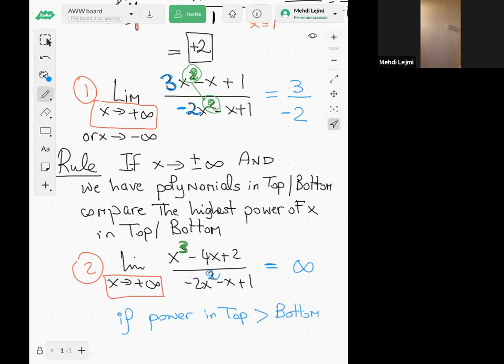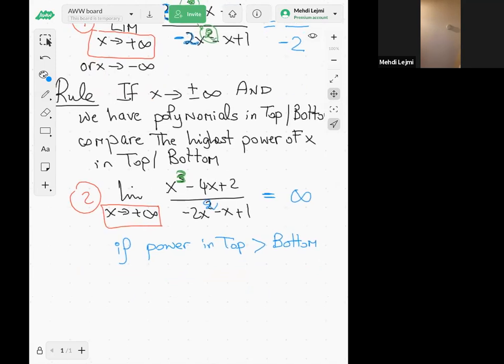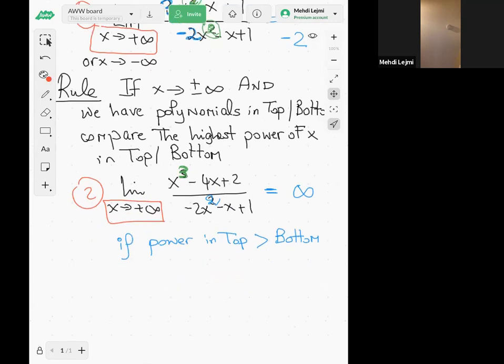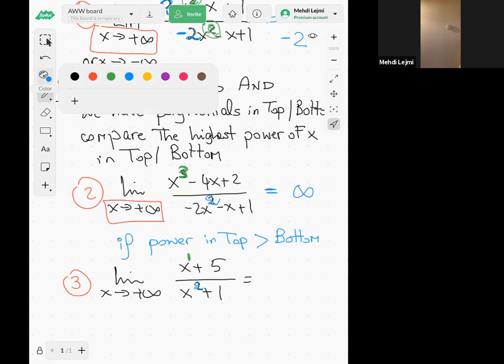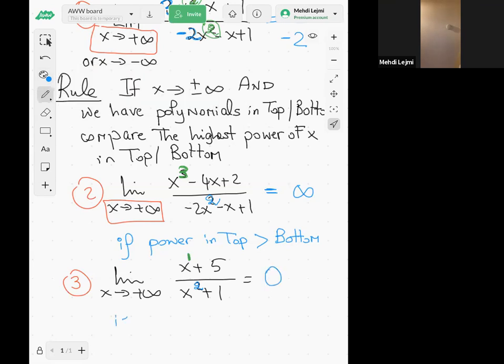Okay, and for number 3, the third limit: we have the limit as x goes to positive infinity of x plus 5 over x squared plus 1, right? The highest power in the top is 1. The highest power in the bottom is 2. So now the power in the bottom is larger than the one in the top. In this case, the answer would be 0. So this is 0 when the power in the top is less than the power in the bottom.